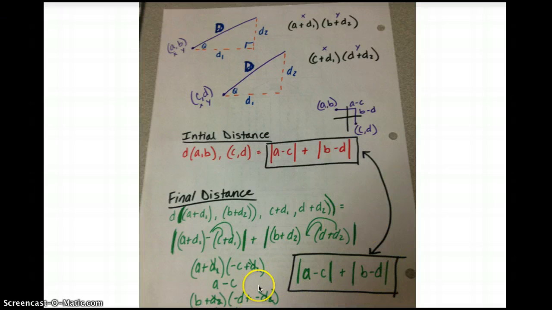and then you can put that into the equation over here, A minus C plus B minus D, and as you can see they are the same, so the distance is the same, and therefore it is an isometry.